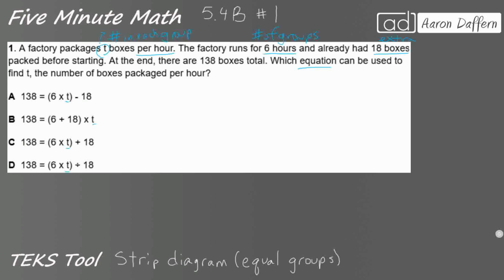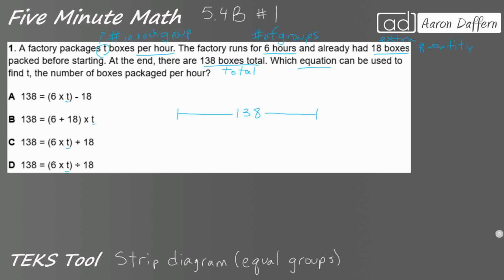This is just an extra quantity that's already there, and we're not really going to keep it in the equal groups conversation. It's going to kind of be added on to the end of whatever we deal with our equal groups. And at the end, all right, we got 138 boxes total. So there's our total, and they kind of give that to us. So we need to write an equation that represents this situation. So let's start with what we know with equal groups. Well, we know the total. So let's draw 138. Let's make it go all the way across.